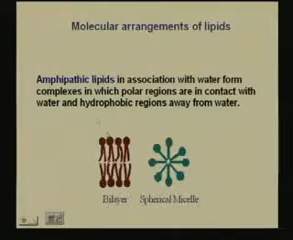So, it is this polar part that is going to be outside the cell, and this polar part that is going to be inside the cell. So, we have a bilayer that has polar head groups in either direction. The amphipathic lipids in association with water will form complexes in which the polar regions are in contact with water and the hydrophobic regions are away from the water.